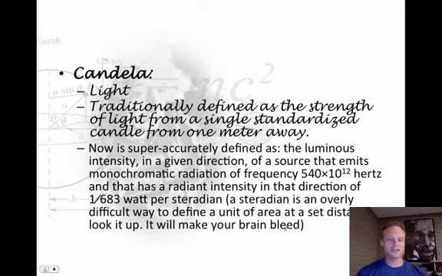Now, with super accuracy, it's defined as the luminous intensity in a given direction of a source that emits monochromatic radiation of frequency 540 times 10 to the 12th hertz, and that has a radiating intensity in that direction of 683 watt per steradian. And if you want to know what a steradian is, it's an extremely difficult way to basically define a unit of area at a set distance. And as I mentioned here, basically all this, my head hurts, it makes your brain bleed.